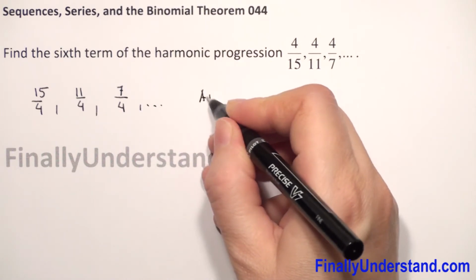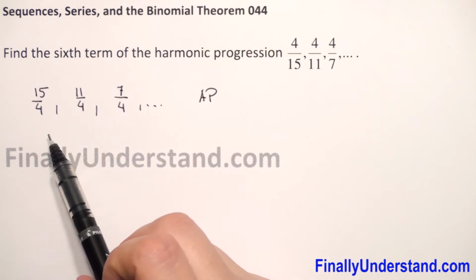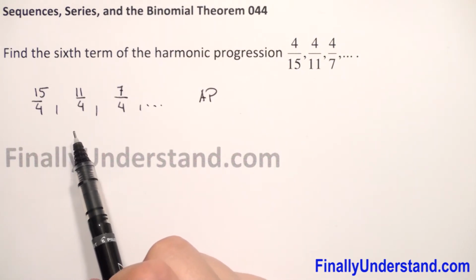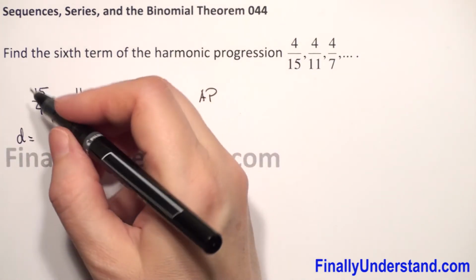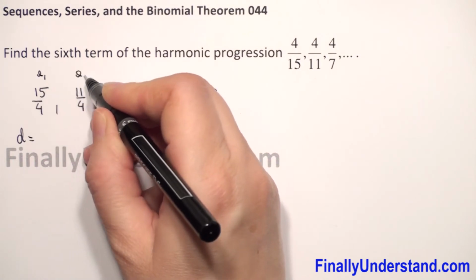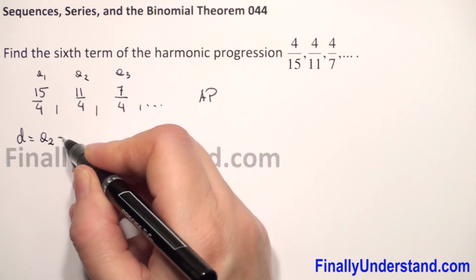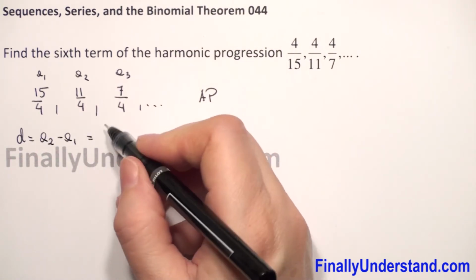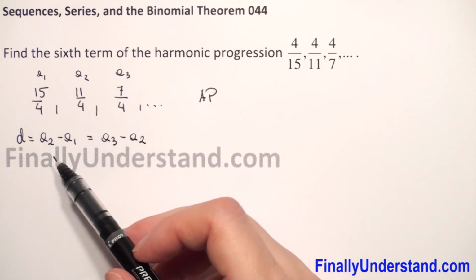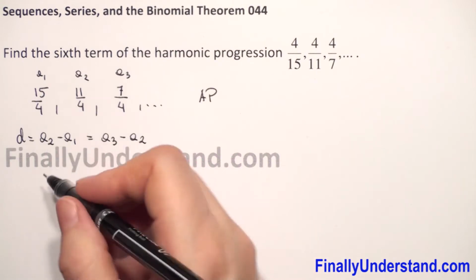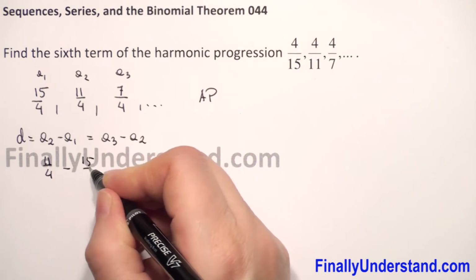This is an arithmetic progression. Let's check. We know that in an arithmetic progression, the difference between two consecutive terms is constant, d. So if this is a1, a2, a3, then the difference a2 minus a1 will be equal to a3 minus a2. So a2 is 11 over 4, a1 is 15 over 4.